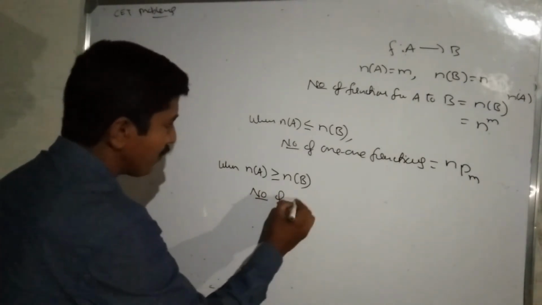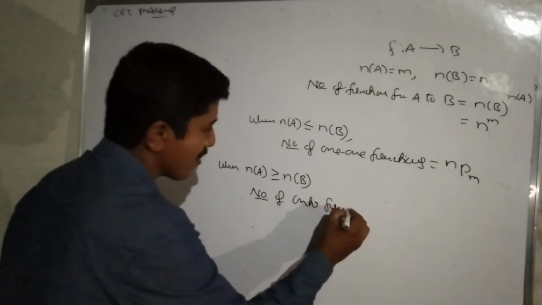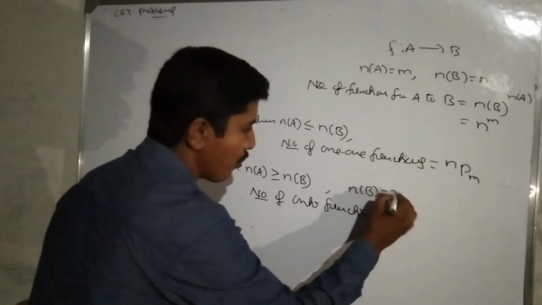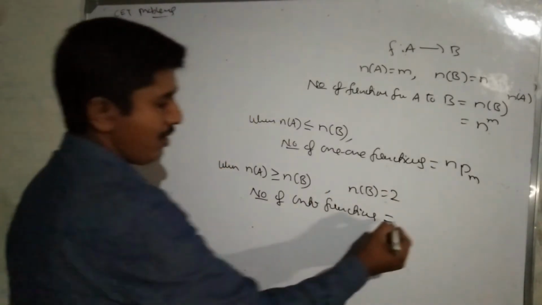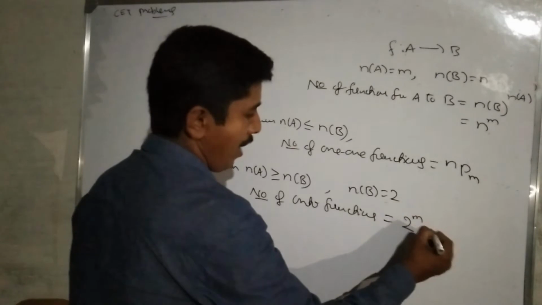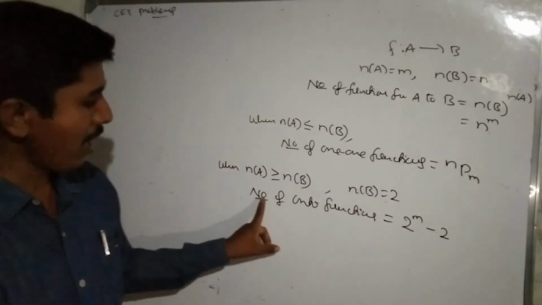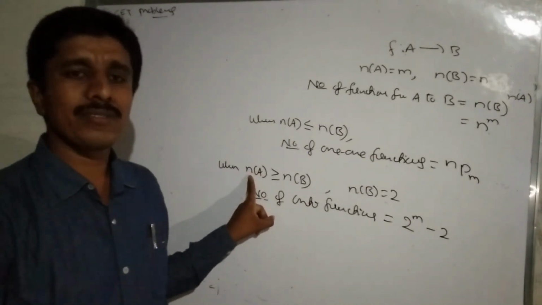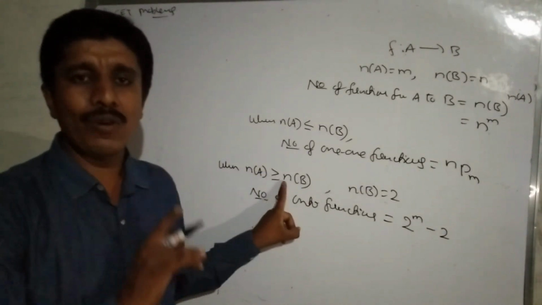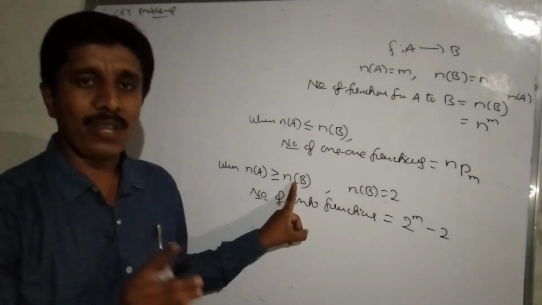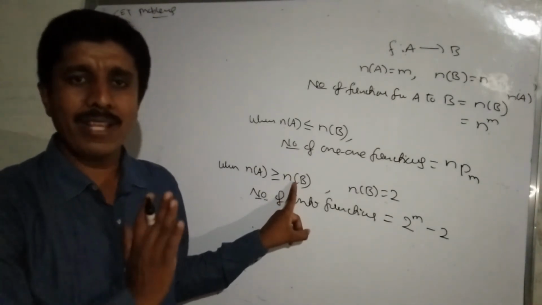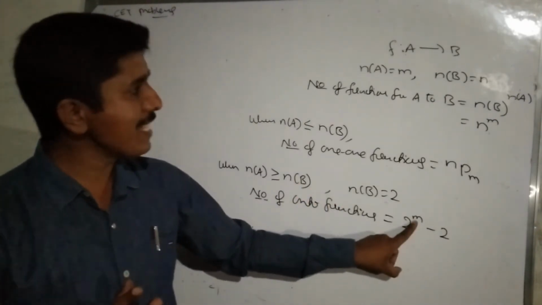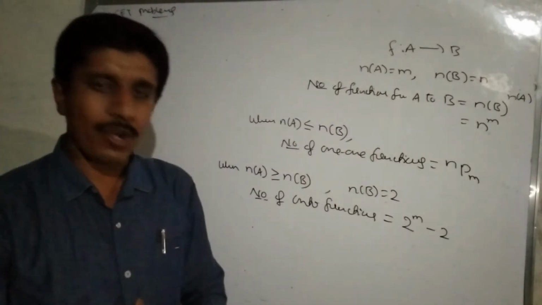The number of onto functions from set A to set B, when the codomain contains 2 elements, has the formula 2 power m minus 2. Onto functions can be defined only when the number of elements of the domain is greater than or equal to the number of elements of the codomain, otherwise not. We have the formula 2 power m minus 2. Here m is the number of elements of the domain.